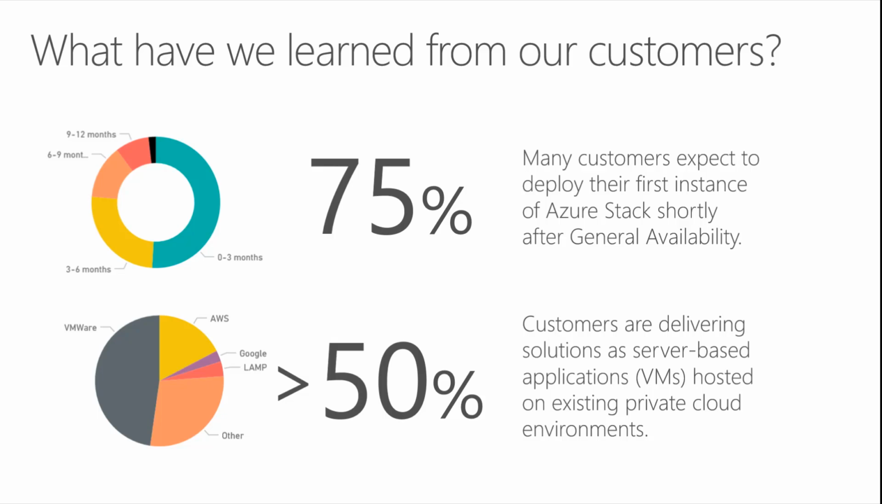Greater than 50% are delivering solutions as server-based application VMs hosted on existing private cloud environments. For me personally, I visited many customers around the world, and I find out that they have virtualization solutions, whether on Hyper-V or VMware, and they're looking for various reasons to move off of those. One of the biggest reasons that I've seen is that in addition to all the things that they have to do to maintain and patch and update all the underlying infrastructure for those Hyper-V or VMware environments, they're looking to get into a more agile process, and they're hearing it from their customers.